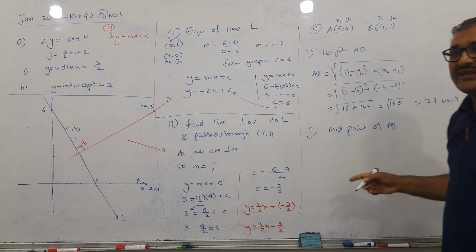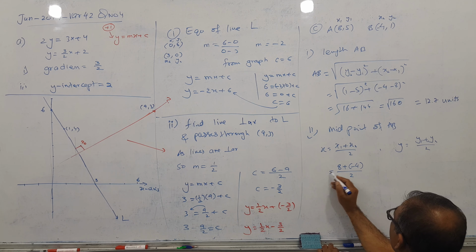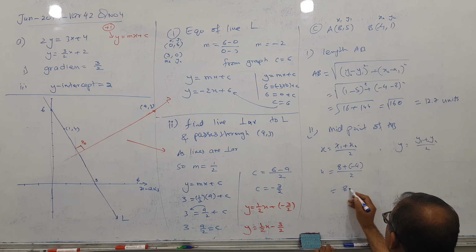Now the midpoint just behaves like an average. When I ask you to find the average of two numbers, you just add them and divide by 2. Similarly, what is the midpoint formula? x1 plus x2 divided by 2, and similarly y1 plus y2 divided by 2. So this is x1, 8 and minus 4. 8 is here and minus 4 is here.